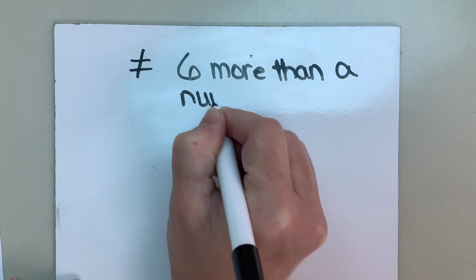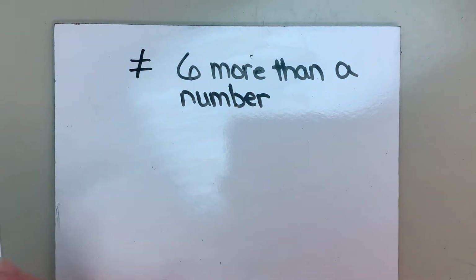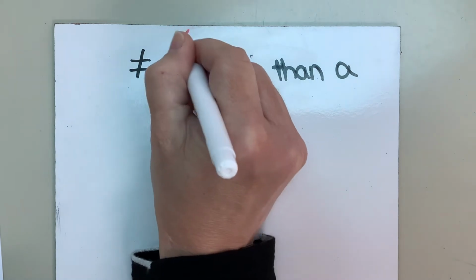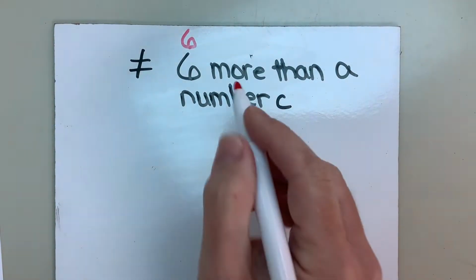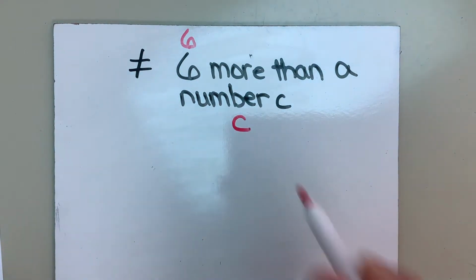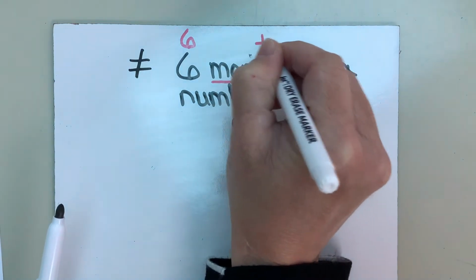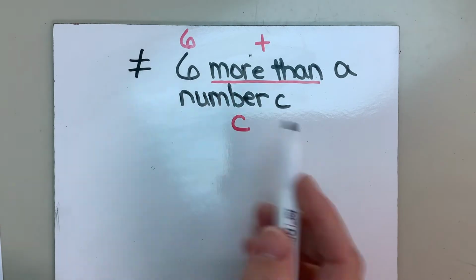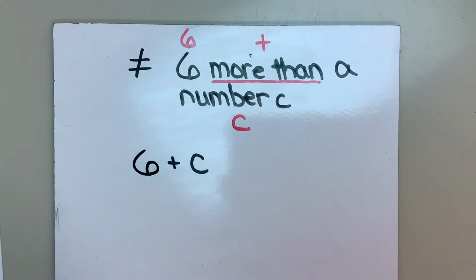C. And what we had to do was write this in math terms. So you can see this is a 6. Oh, and they said more than a number C. We know the number is going to be called C. And then more than means add. So you've already made your expression just by using the words. So the expression is 6 plus C.